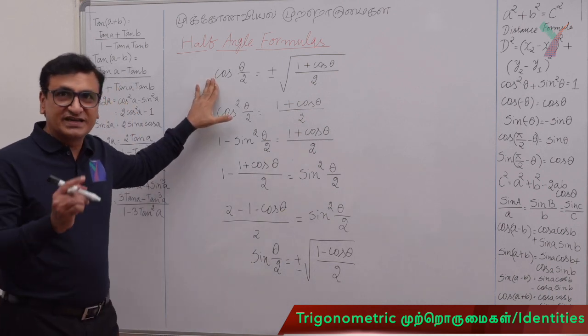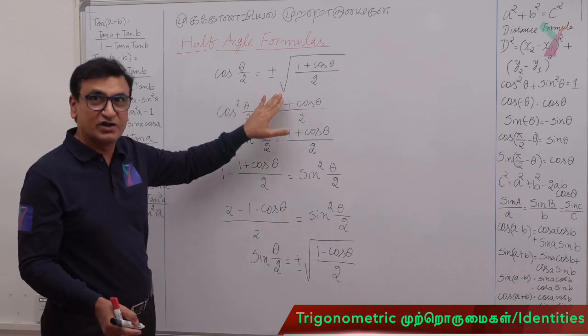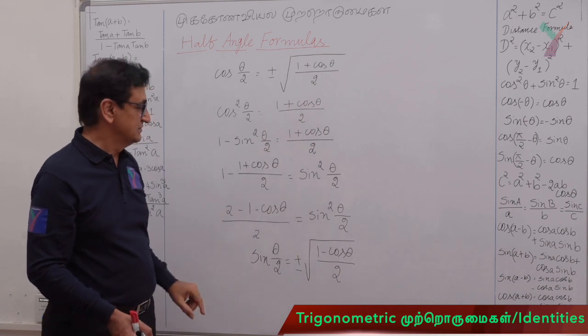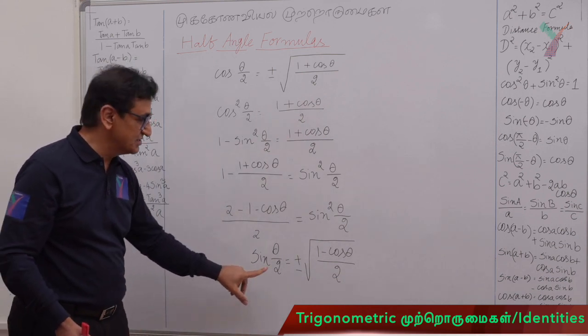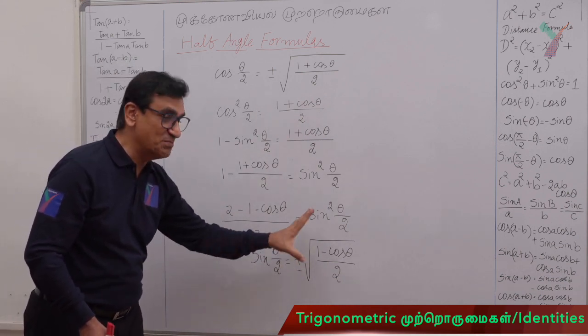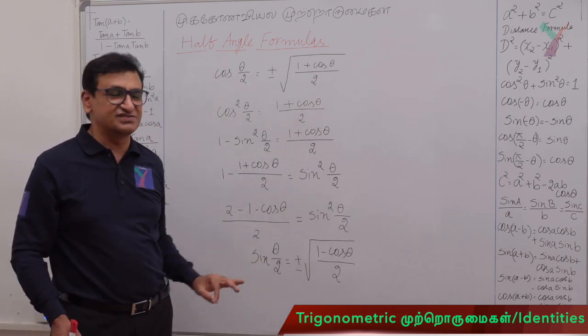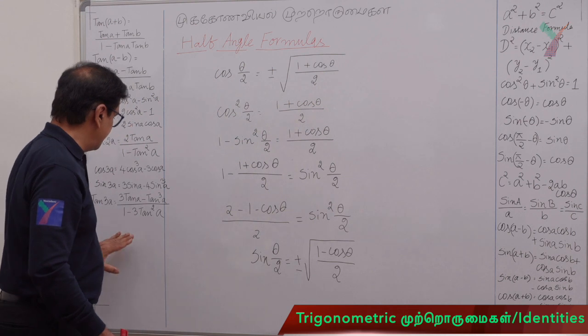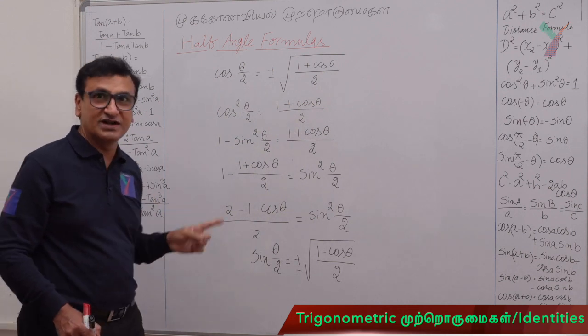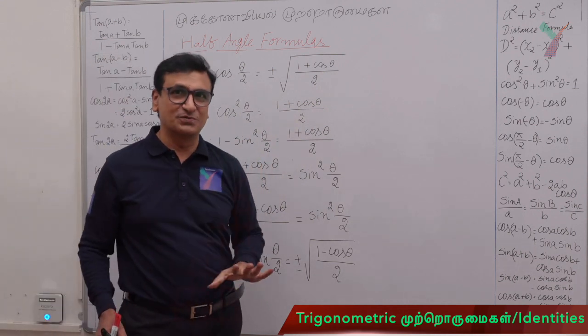What have we calculated for cos theta by 2? Plus or minus square root of 1 plus cos theta by 2. Sin theta by 2 is plus or minus square root of 1 minus cos theta by 2. Very symmetric, very easy to understand. Let me rub this and transfer it here. Then go for the tan of half angle formula.